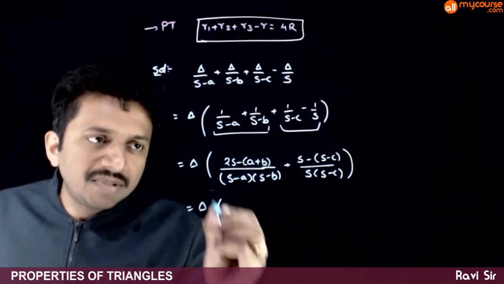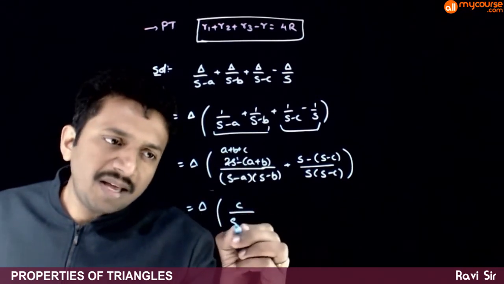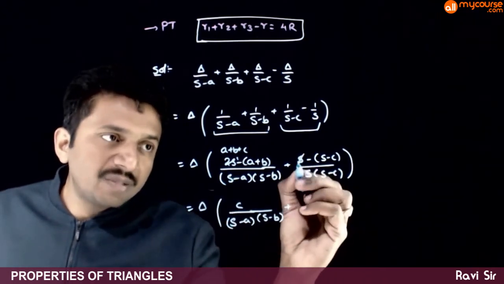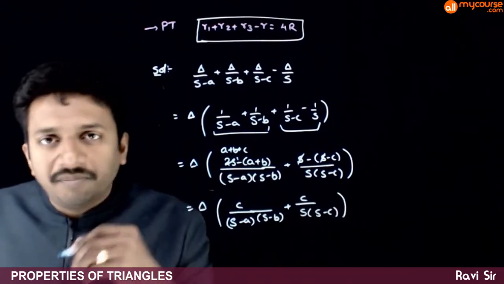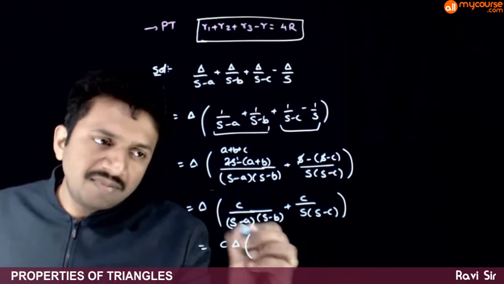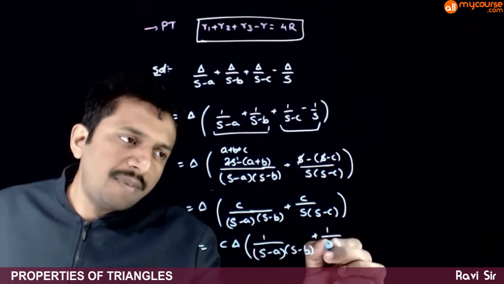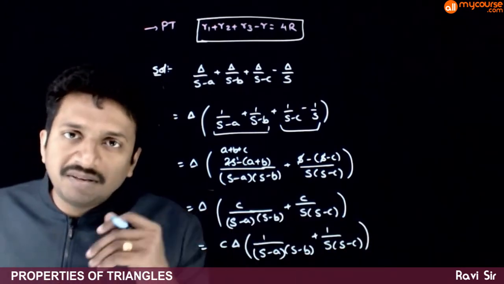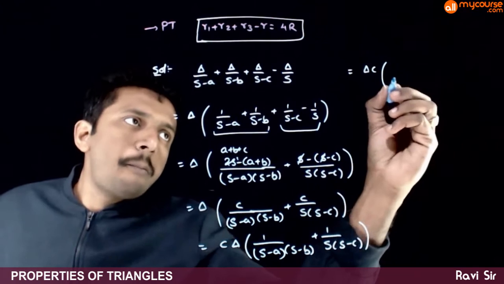That is equal to delta times, 2s is a plus b plus c, minus of a plus b is c, by s minus a times s minus b. Plus s minus of s minus c, s and s get cancelled. So you get again c by s times s minus c. So this c can be taken as common. So you get c delta times 1 by s minus a times s minus b plus 1 by s times s minus c. Now let us take the LCM and see what happens. That is equal to delta times c times the denominator.